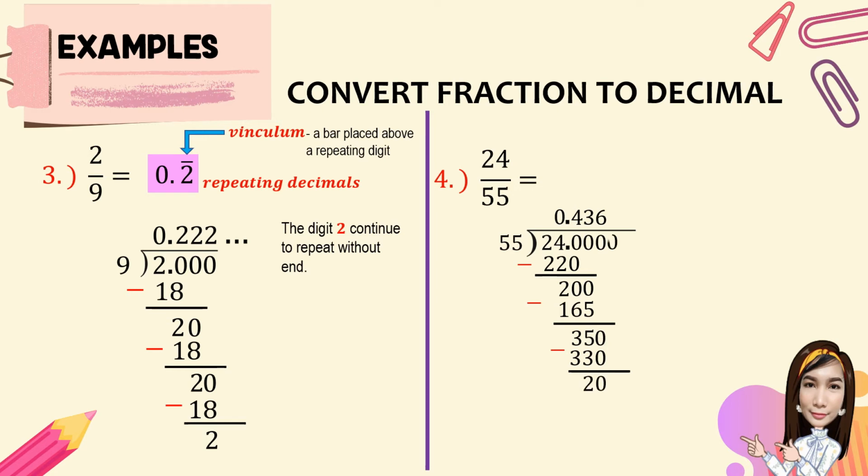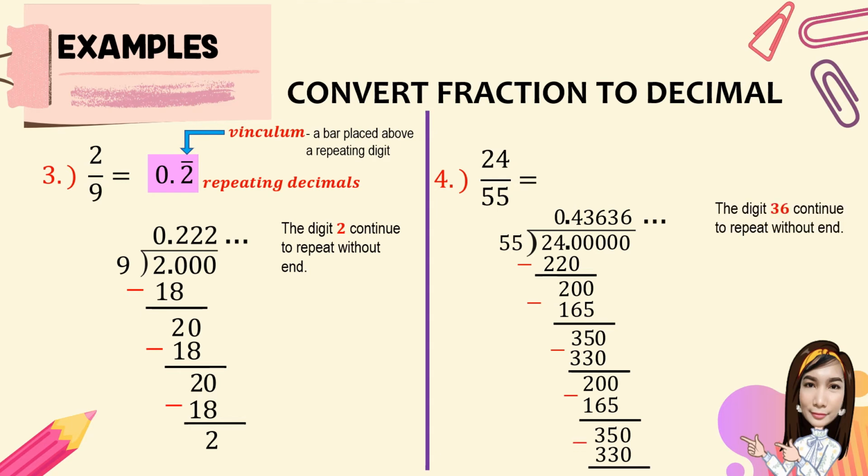20 divided by 55 cannot be, so we add another 0. Then bring down 0. 200 divided by 55 is equal to 3. 3 times 55 is equal to 165. Then subtract 200 minus 165 is equal to 35. 35 divided by 55 cannot be, so we add 0. Then bring down 0. 350 divided by 55 is equal to 6. 6 times 55 is equal to 330. Then subtract, and that is equal to 20.